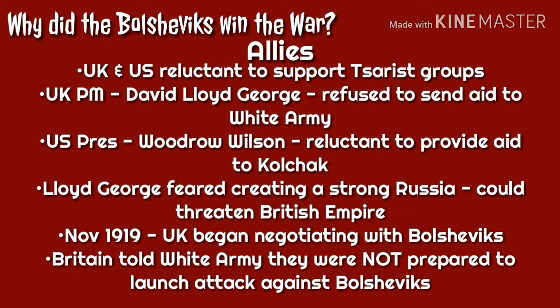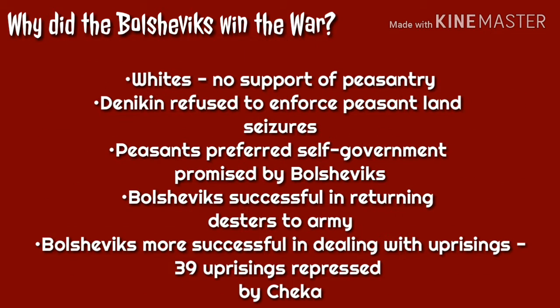Allies. The UK and US were reluctant to support Tsarist groups. The UK Prime Minister refused to send aid to the White Army, and the US President was reluctant to provide aid to Kolchak. The Prime Minister feared creating a strong Russia which could threaten the British Empire. So in November 1919, the UK began negotiating with the Bolsheviks. Britain told the White Army they were not prepared to launch an attack against the Bolsheviks.